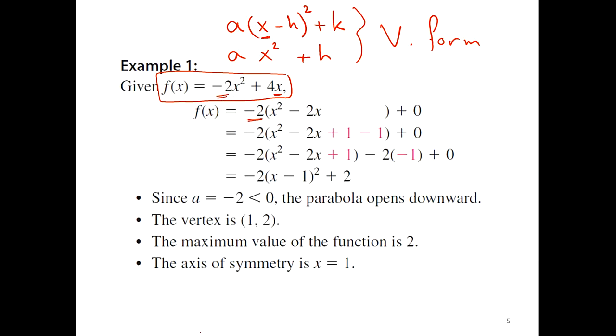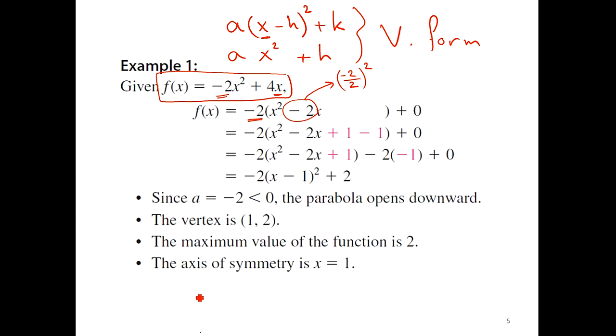Take minus 2 as a common factor from x square and plus 4. So we have x square minus 2x. Now we need to add and subtract the value of this one, minus 2 over 2, all square. Minus 2 over 2, all square.